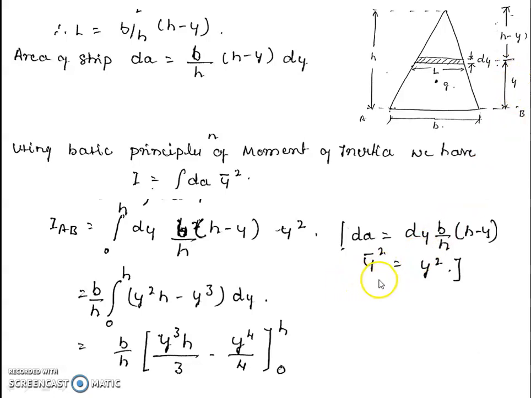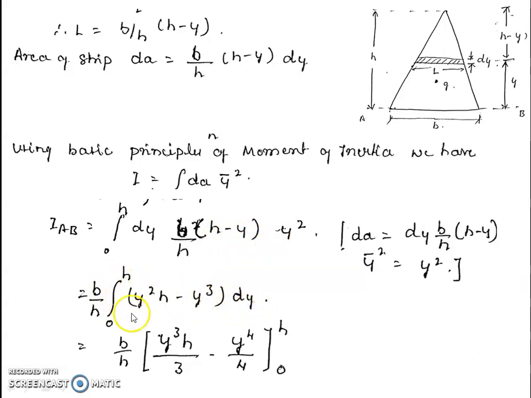So I will substitute y bar as y. Then this equation reduces to this form. I took b by h outside, and the integral from 0 to h of (y square h minus y cube) dy.